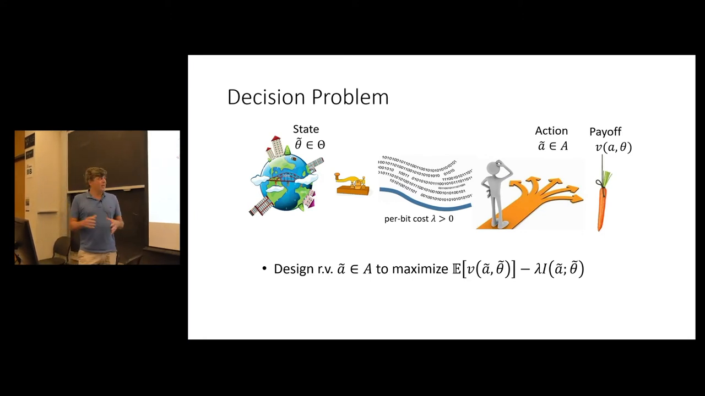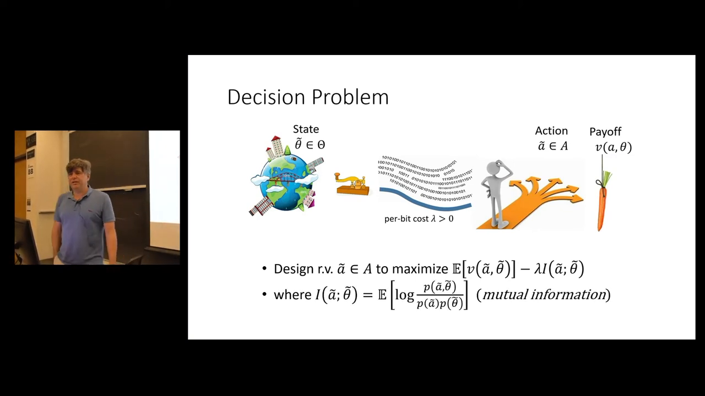So you're basically designing action as a random variable, and the cost is lambda times the mutual information between the action and the state of the world. So your objective function is expected payoff from the decision minus lambda times mutual information between the decision and the state of the world. And the mutual information, well, there's a formula for how it's defined. There are many equivalent ways to define it, but this is just one, okay?